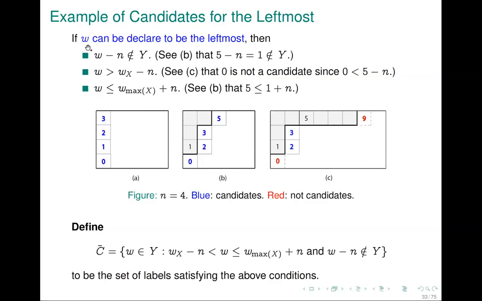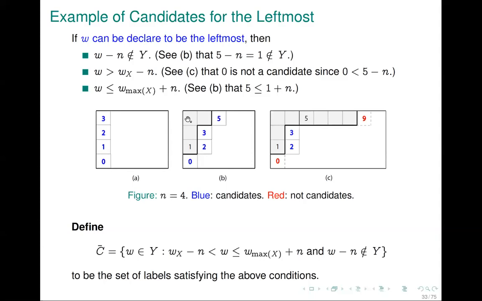Suppose we want to say W is a leftmost tile. Clearly in the first step, 0, 1, 2, 3 are our possible choices, and then you need to satisfy some requirements. First of all, W minus N is not in Y. So 5 is possible only because we have already put 1 in X. We declared 1 is the leftmost in the previous steps, so then 5 becomes a possible choice.